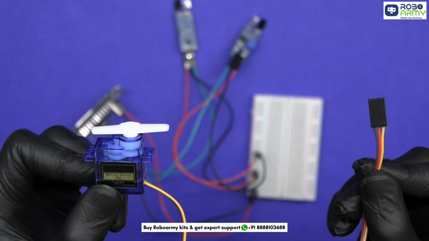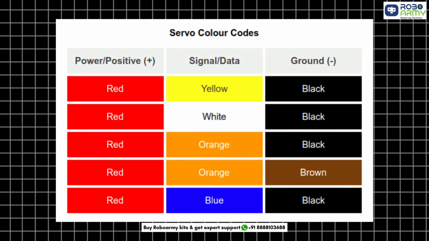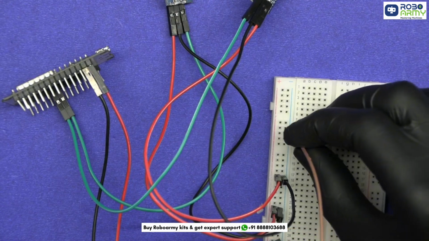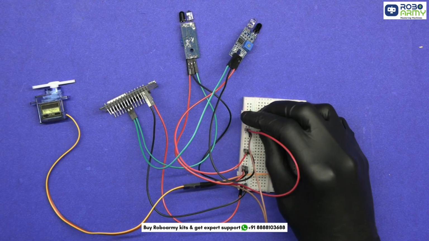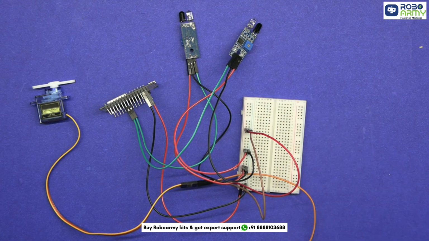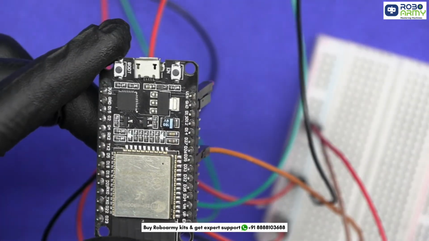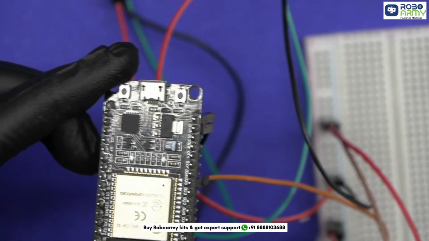Identify the 3 wires of the servo. Brown or black as ground, red as power, yellow, white or orange as signal wires. Now connect the brown wire GND to the negative rail. Connect the red wire VCC to the positive rail. Ensure this is 5 volts if your servo needs it. Connect the signal wire to GPIO 25 on the ESP32. This pin will be used to send angle or position signals to the servo.